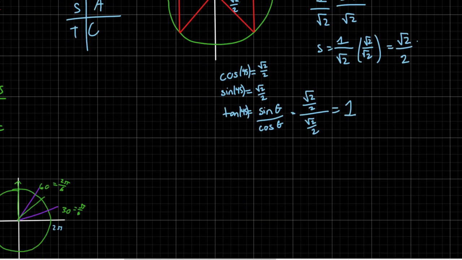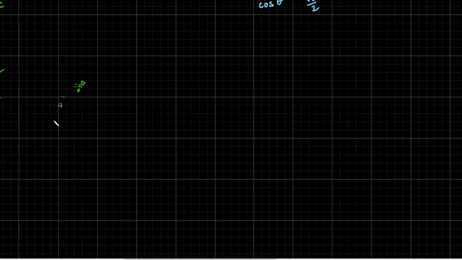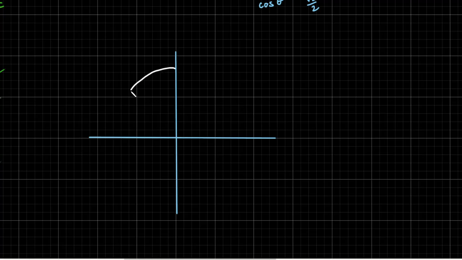Okay. Let's scooch down a little bit. And we're going to do our other special triangle. What type of special triangle is next? 30, 60, 90. And let's have our reference angle for this one be 30.